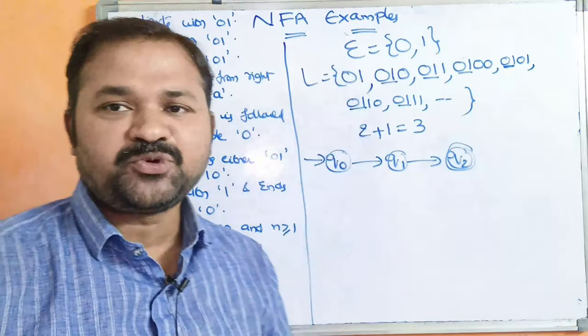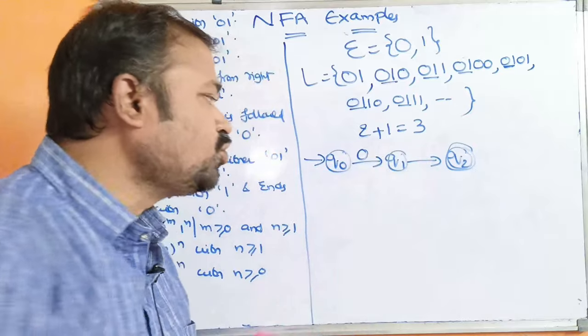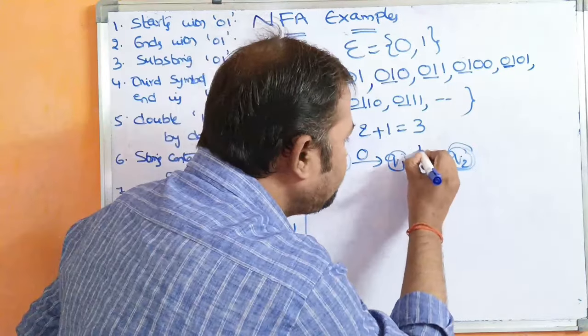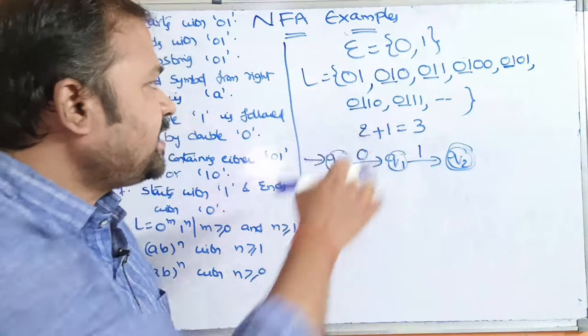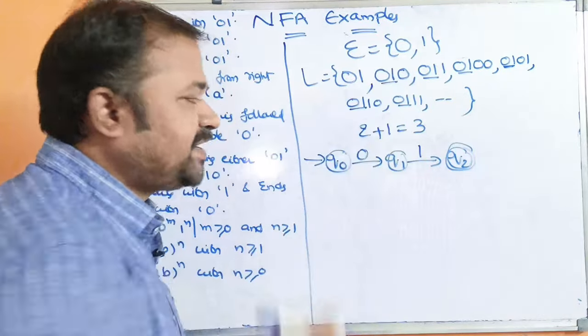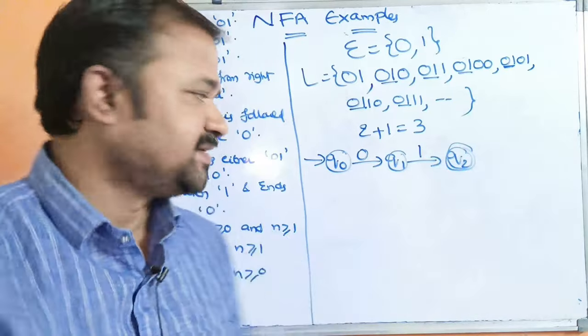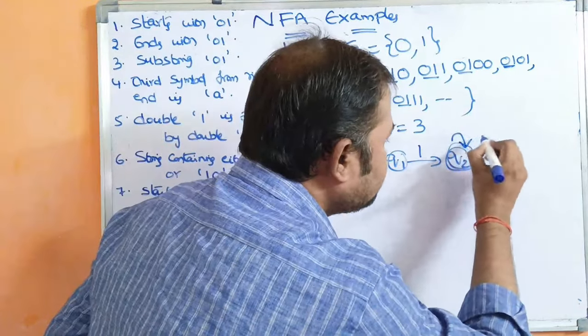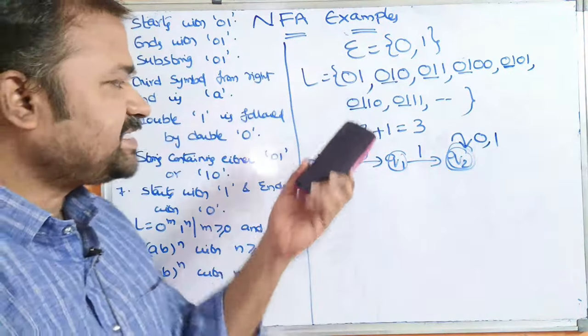Here we have to apply 01. So 0 on Q0 means we will move to the Q1 state. 1 on Q1 means we are moving to the Q2 state. Here the string starts with 01. After that, we can have any number of zeros and ones. So on Q2, just apply the self loop on 0, 1.